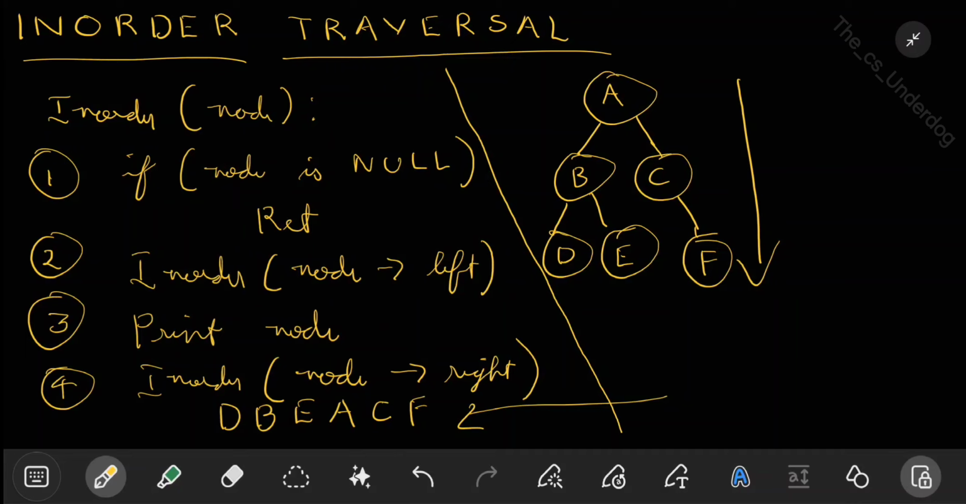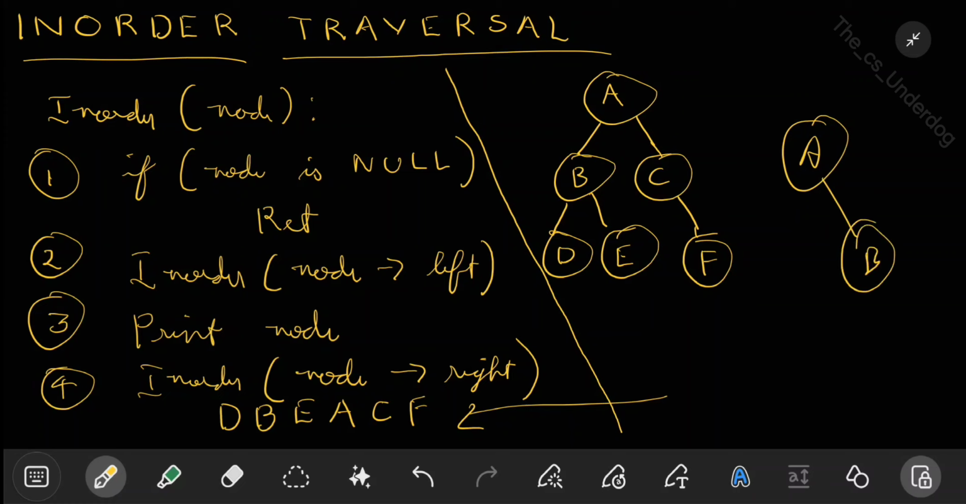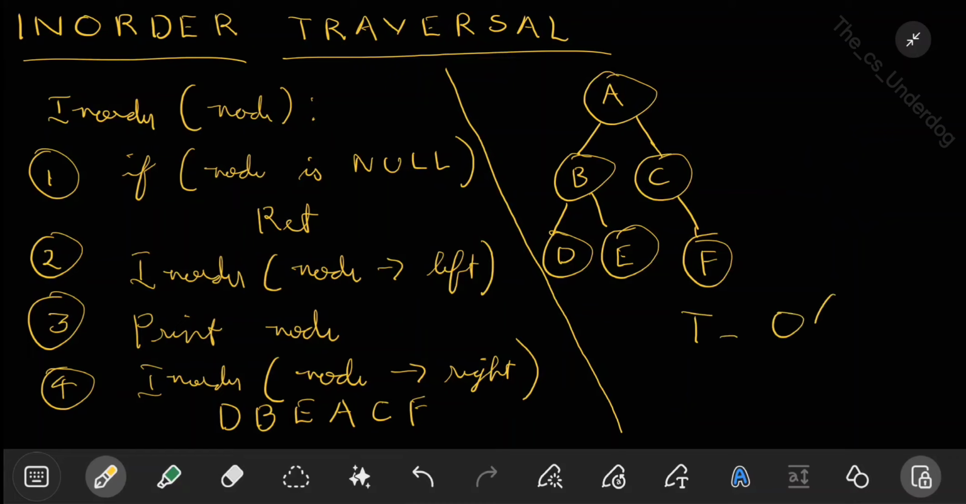But in worst case, your tree can grow like this. You can have A, then B, C, D, so on. Then the height will be order of n. So in worst case, it will take order of n space. So time complexity is order of n because you have to visit all the n nodes. Space complexity is order of n because in worst case, it can be a skewed tree and the recursion stack can take up all the n entries. That is why space complexity is order of n.